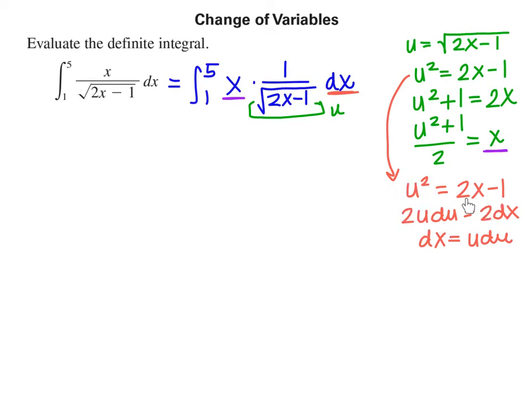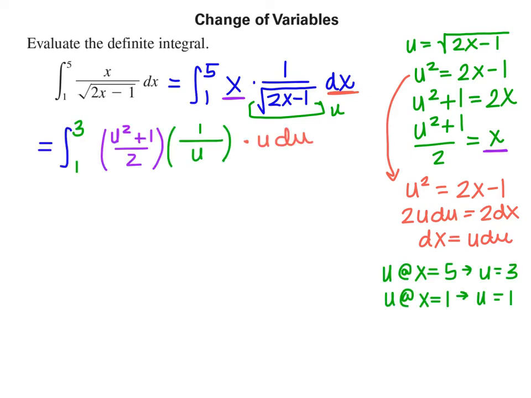And I'm going to take this side in terms of x, so that becomes 2 times dx, eliminate the 2's, and I see a value for dx is u times du. So I'm going to plug all of this stuff in here, and let's see what happens. So here's what I have.